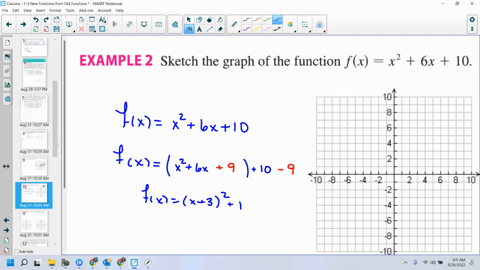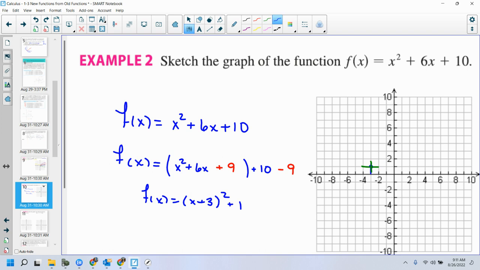And now that it's in vertex form, we can see the transformations, can't we? What is this plus 3 telling us to do to the parent? Left 3. What's that plus 1? Up 1. So left 3, up 1. There's my new origin, my vertex. Was there any stretch or compression? No, because we would see it as a multiplication on the outside or inside of the parentheses. So there's no vertical or horizontal stretch or compression at all.